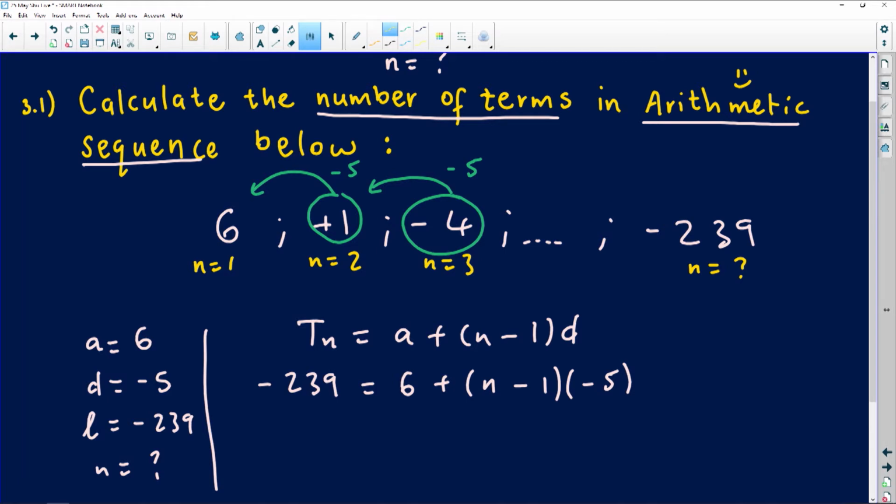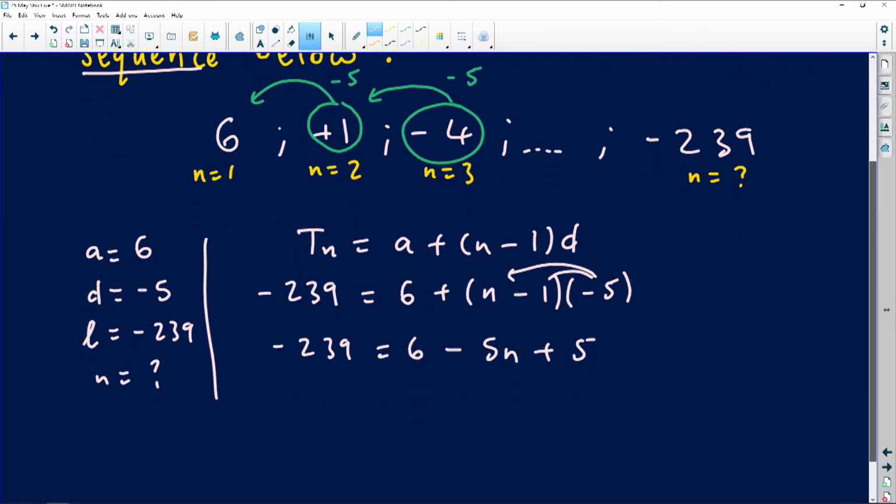Okay, let's clean that up. On the left hand side, we're going to have -239 equals 6, and then this one multiplied by that gives exactly -5n, and this one by that gives positive 5. I want n on the left hand side, so I'm going to add 5n on both sides. It's as good as saying you're taking this 5n to the left. I'm left with 6 here, 5 here, and the 239 comes this side and becomes positive 239.